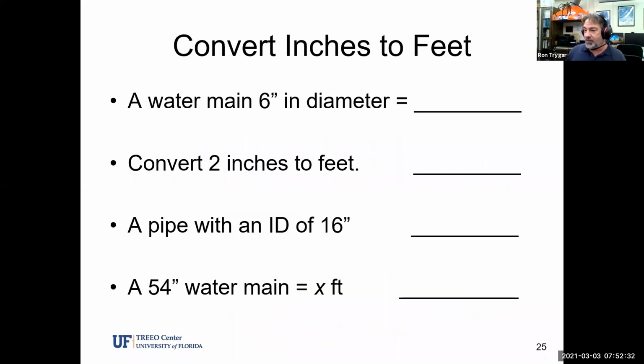So here's some examples. We have a water main that's 6 inches in diameter. So I'm going to write it up over here. I'm going to say 6 inches divided by 12 inches per foot. And I'm going to write the first one out so you can kind of see it.